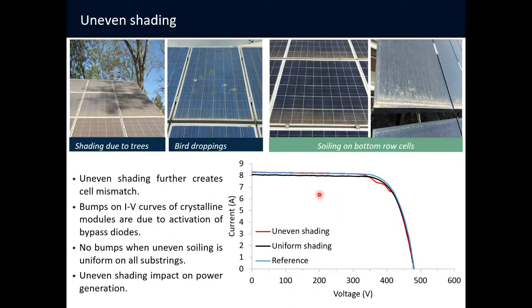So uneven shading can be caused by trees, as seen in this picture, and also bird droppings and soiling on bottom rows of the modules, as seen in these pictures.